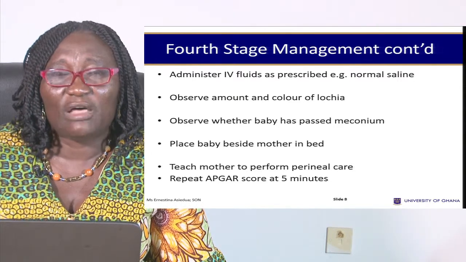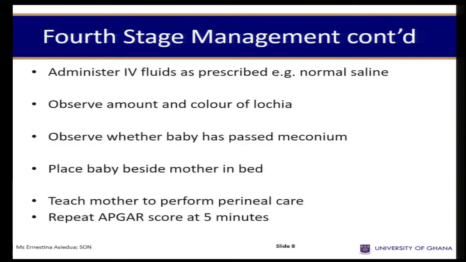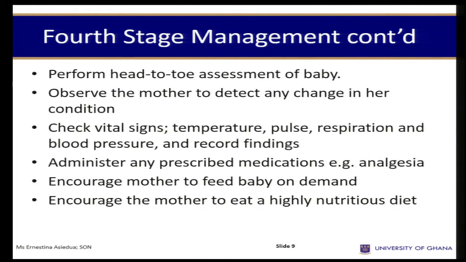Observe for the amount and color of lochia. Observe whether baby has passed meconium. And you place baby beside mother in bed. You teach mother to perform perineal care. You repeat Apgar score. Now you perform head to toe assessment of the baby like we've done earlier on. And you observe the mother to detect any change in her condition.